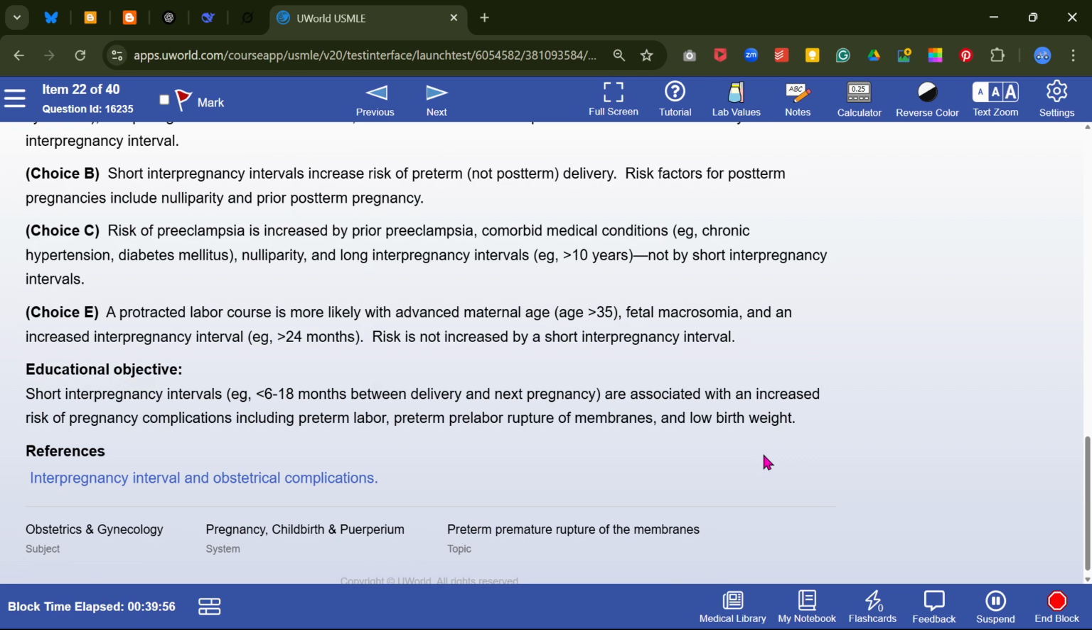A protracted labor course is more likely with advanced maternal age more than 35, fetal macrosomia, and inter-pregnancy interval more than 24 months. Risk is not increased by a short inter-pregnancy interval.